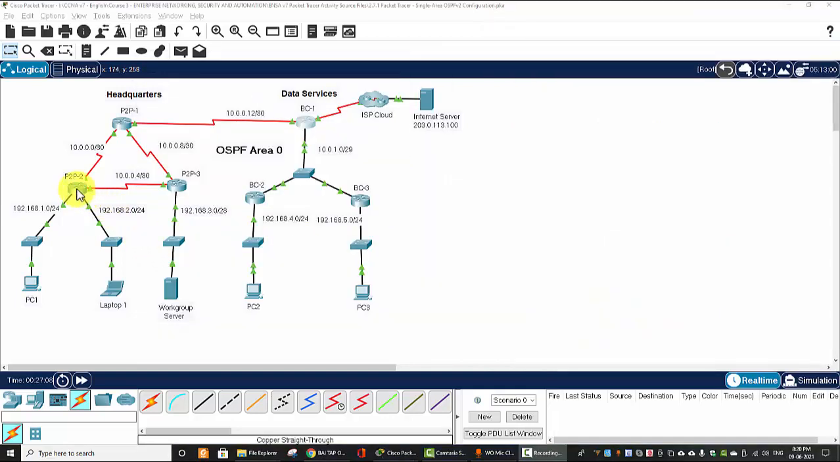And next we will configure OSPF on P2P2 and P2P3. For example, on this router, it connects to four networks: the first one, the second one, the third one, and the fourth one. So we do similar steps to what we just configured on P2P1.